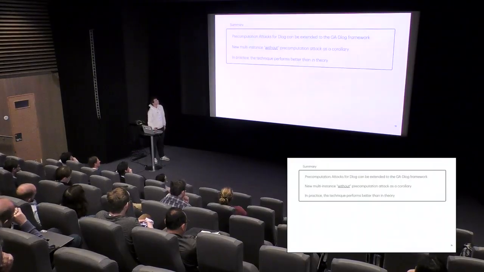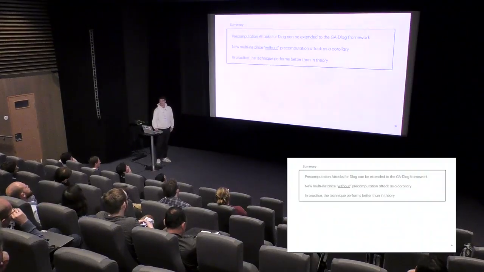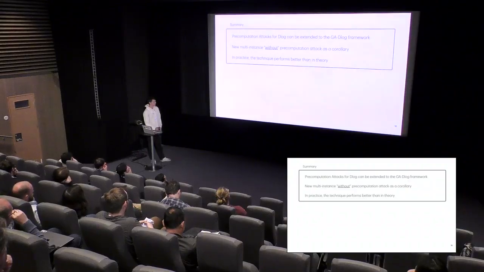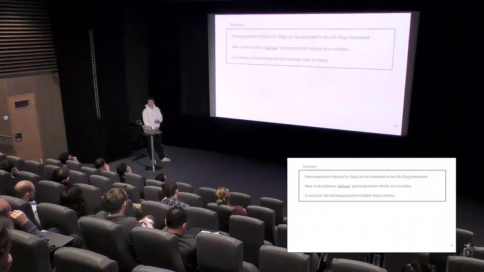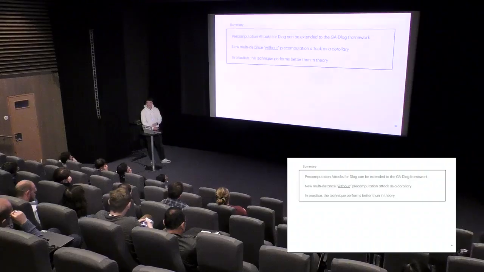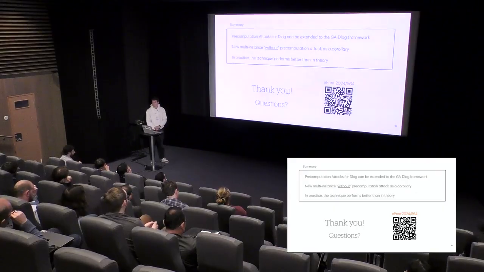Great. Just to summarize, we extended the precomputation algorithms from the D-log setting to the more general group action D-log setting. And we also have a new multi-instance without precomputation algorithm that comes out naturally as a corollary of the multi-instance with precomputation algorithm, which also allows for a very simple analysis. A free analysis, because we already did the analysis for the with-precomputation one. And we also observed that in practice this technique performs much better than what we can prove with our theorems. That's everything from my side, and I'm ready to take questions.